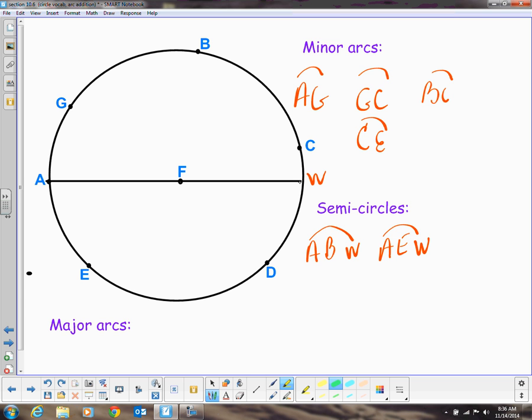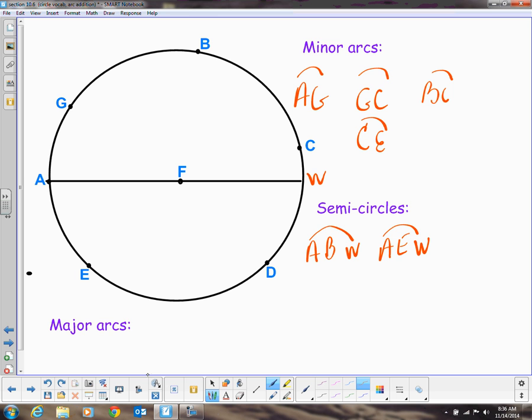Wendy? Do you have like GAE or EAG? GAE is a minor arc. We do not use 3 letters. Wait, you can have 3 letters for a minor arc? No. Then why would that be a minor arc if you say 3? GAE is less than 180. Where are you guys getting GA? So GAE doesn't exist. GAE is not a major arc. It's a minor arc. We call that GE.